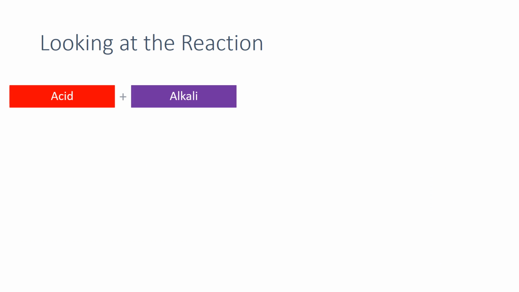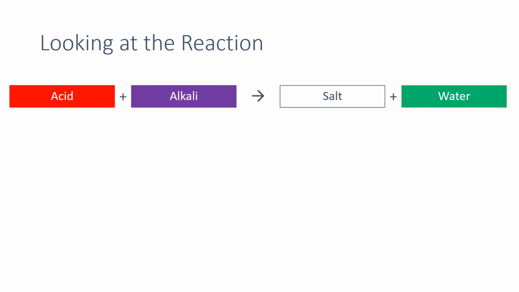Whenever an acid reacts with an alkali, it always produces a salt and water, and this is a general equation that you need to learn. This type of reaction is known as a neutralisation reaction, and this is why.